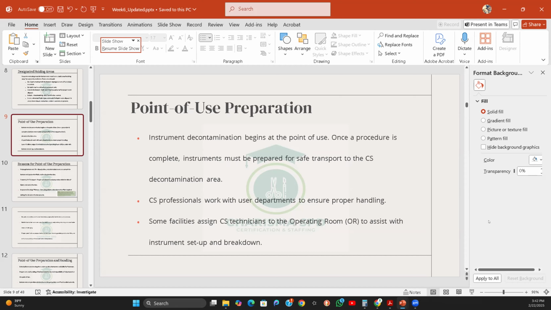Okay. Take the next one for me. CS professionals work with user departments to ensure proper handling. Some facilities assign CS technicians to the operating room to assist with instrument setup and breakdown. Good. Thank you so much.